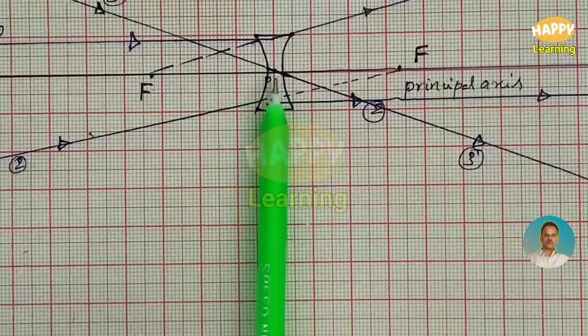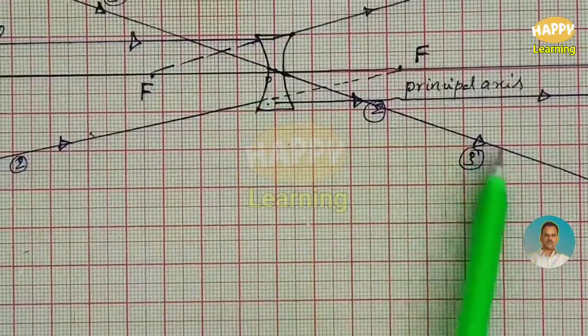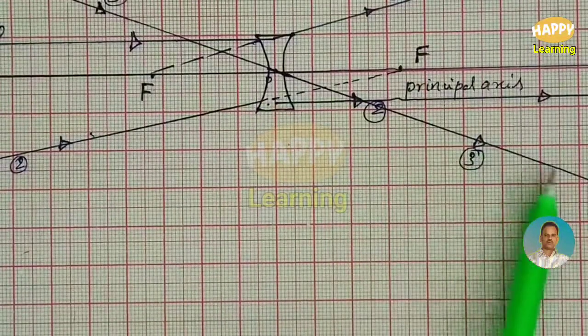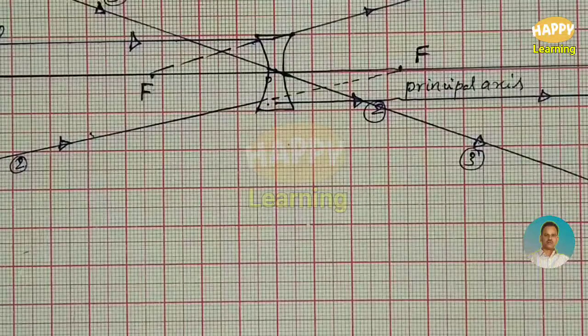The third one, the ray which tries to pass through the optic center is undeviated. There is no bending, there is no deviation at all. It passes straight in the same path. So these are the three rules related to a concave lens.